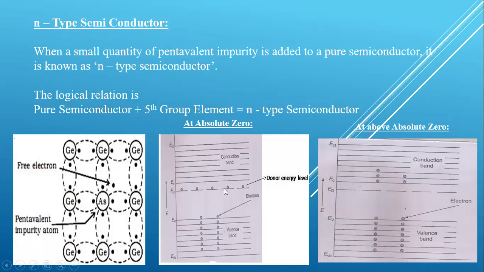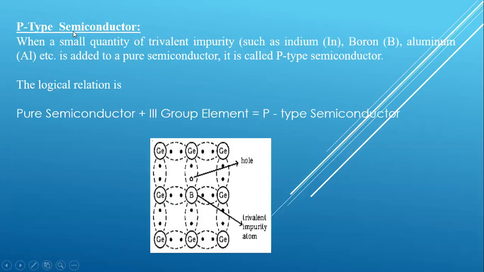See the energy diagrams also. These are the donor levels, and at high temperature, all the donor level electrons are moved to the conduction band. Now in the conduction band, we can get the free electrons. This is achieved by doping with pentavalent impurities. You go for another one.